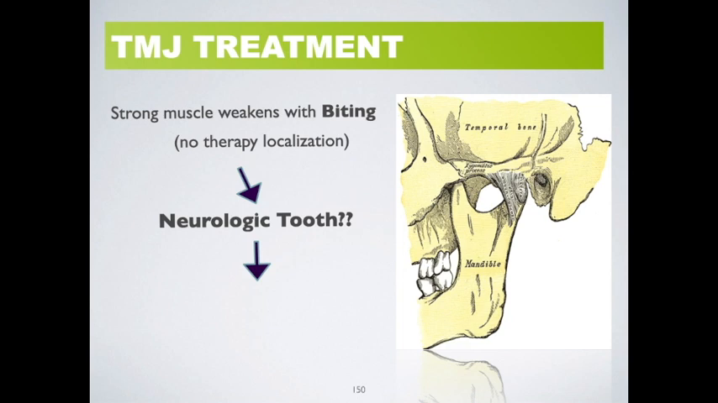And anyway, the first thing you're going to do is test the patient to see if the strong indicator muscle weakens when they bite down, without any therapy localization or any other kind of reflex involvement. And this would indicate what we call in AK a neurologic tooth, which means there's some sort of disrelationship proprioceptively, anatomically, with the way the tooth is anchored into its socket and the way that neurologically that tooth is affecting other parts of the jaw or even other parts of the body.